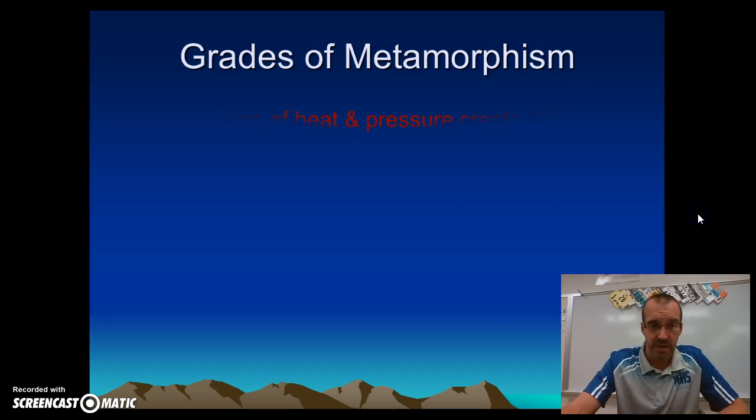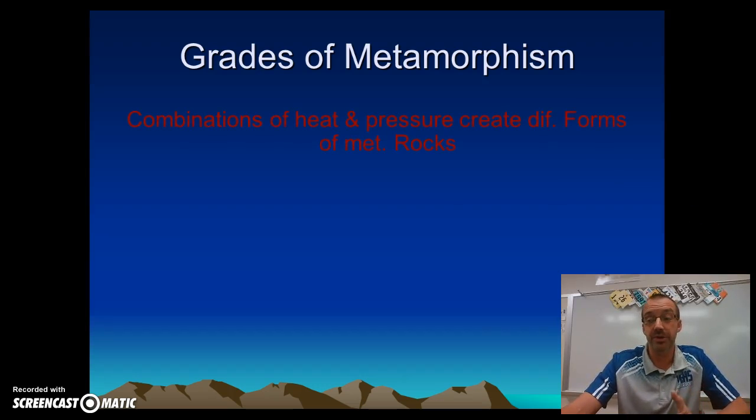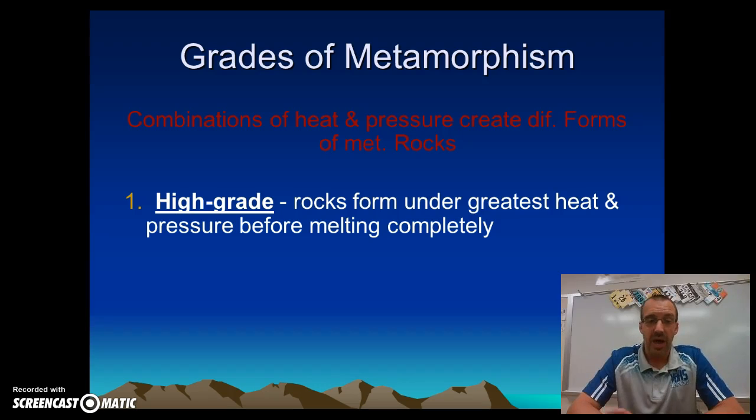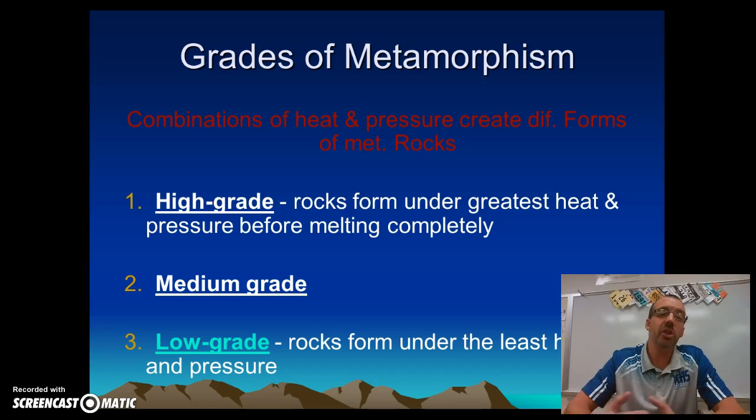Now we get into the grades of metamorphism. Okay, combinations of heat and pressure can create different forms of metamorphic rocks. As you can imagine, the higher heat and pressure will cause a different type of metamorphic rock than low heat and pressure, and so this gets us into the grades of metamorphism. So a high-grade metamorphic rock is one that has changed a lot compared to the original rock. So the original rock that is applied heat and pressure has changed completely to become a high-grade metamorphic rock. Then we have a medium grade, somewhere in between, and then we have a low-grade metamorphic rock. Now a low-grade metamorphic rock has not changed much compared to the original rock.